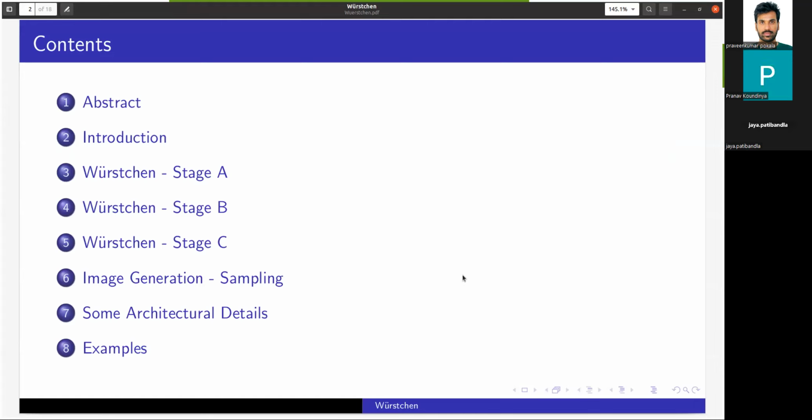We're gonna go over the abstract of the paper that published it, and then we'll have a brief overview about diffusion models and their architectures. And then finally, we will get into the three-stage architecture of Würstchen. Finally, we're gonna wrap it up with some architectural details about the same, and then some example cases.